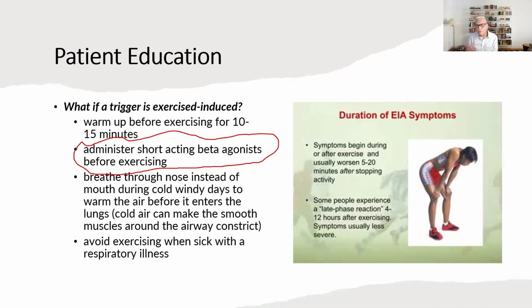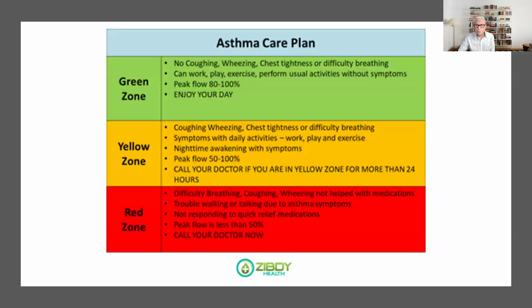And then because the cold air is the one that precipitates exercise-induced asthma, we teach them to breathe through their nose instead of their mouth during cold days to warm the air before it enters the lungs. Remember that cold air can make the smooth muscles around the airway constrict. And then lastly, avoid exercising when sick, particularly with a respiratory illness.